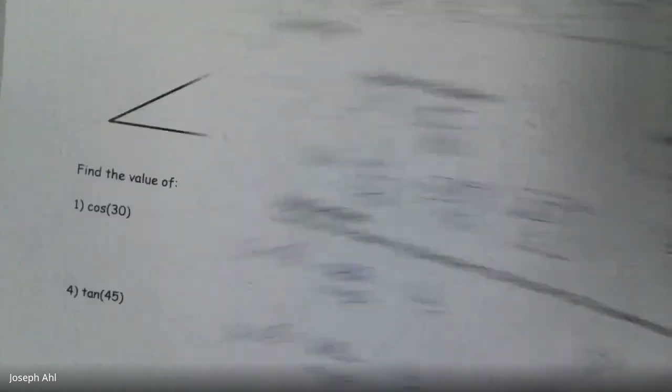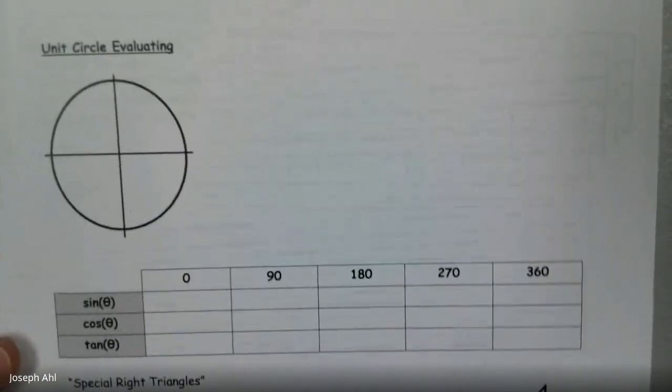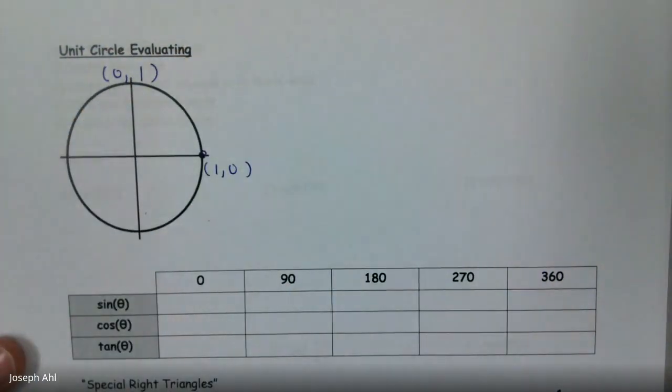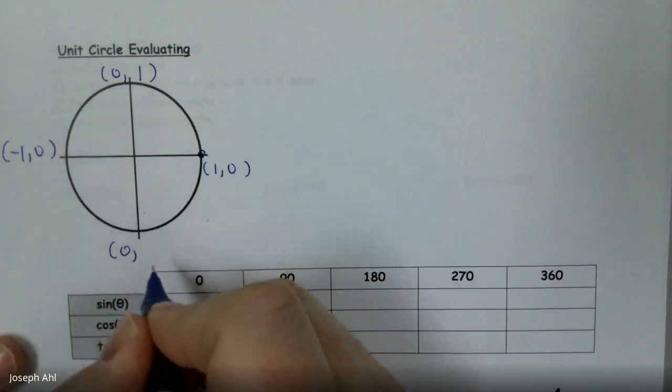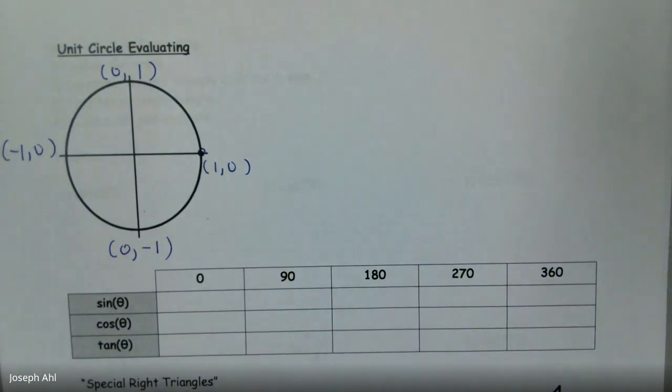So if you go to the next page in the packet, at the top we have something called the unit circle, and this might look familiar from last year. The unit circle is a circle with a radius of 1. So you can label some things on the unit circle, like for example, the coordinates of these points are going to be of importance to us. So if you go right 1, up 1, left 1, or down 1, these would be the coordinates, given that this circle has a radius of 1.